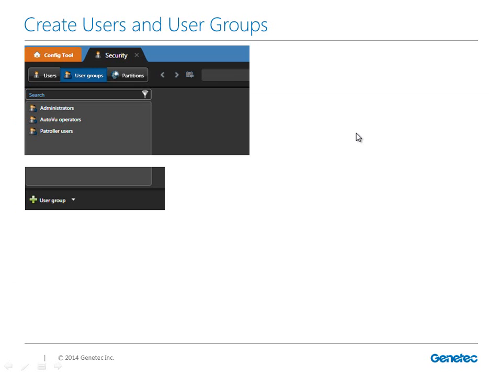From the security task, select the user group section from the top here. We still have that open from when we were setting up our partitions before. Now there are some that have been added to the system by default, such as the administrators group and the patroller users group if you have the AutoView component installed.